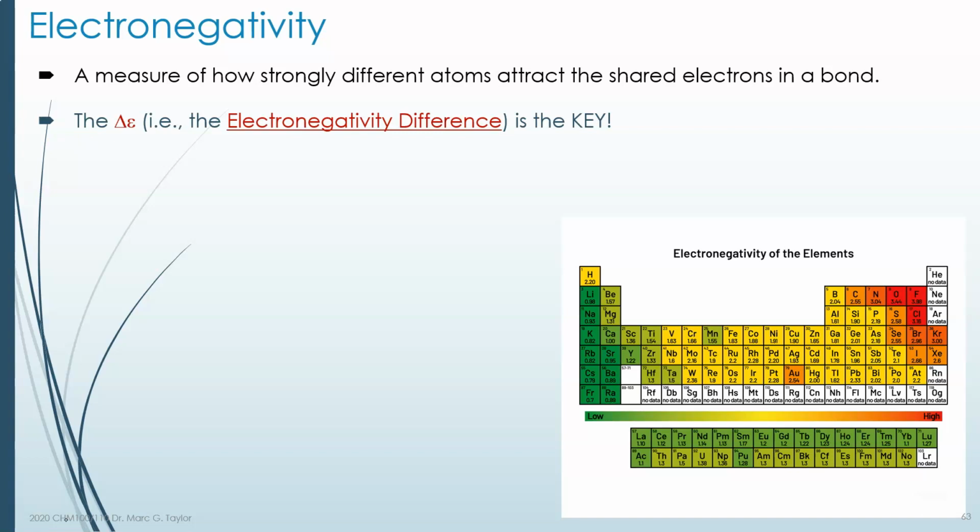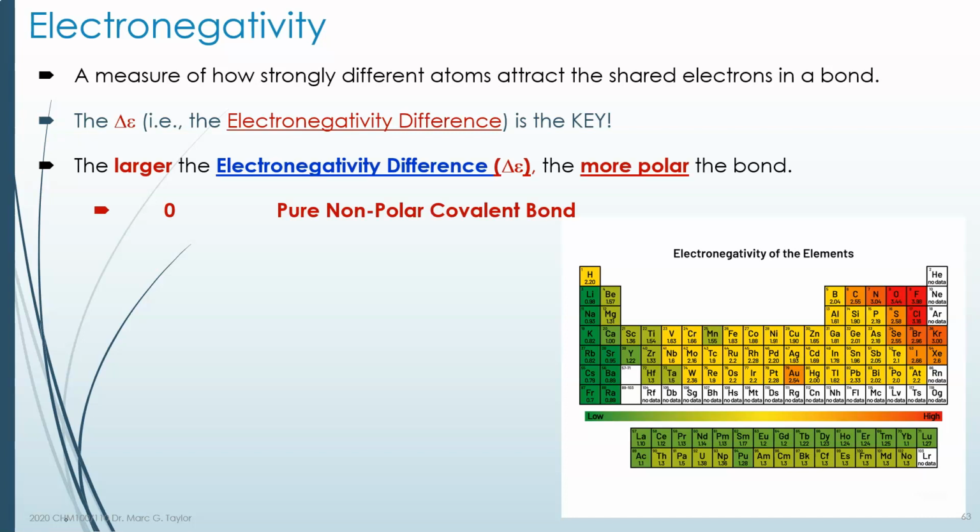And what is important is not the individual values, but the difference in the values between them. So if you have a bond, you always look at the difference. You take the higher number minus the lower number, and if that difference is 0, well, that will only happen if the two atoms are exactly the same kind of atom. Two fluorines, two hydrogens, two nitrogens, as long as they're the same, the difference will be 0. And in that case, those are considered pure, non-polar covalent bonds. Non-polar because one side is not getting the electrons or the negative charge near it more than the other side.